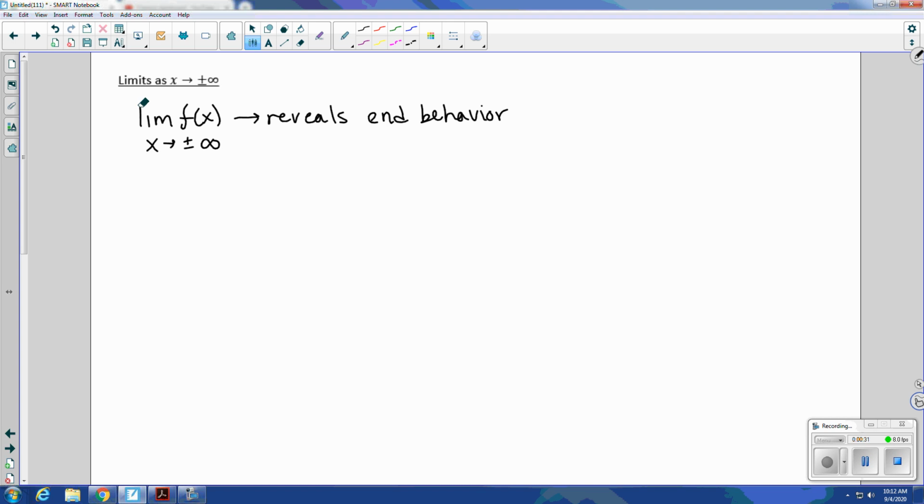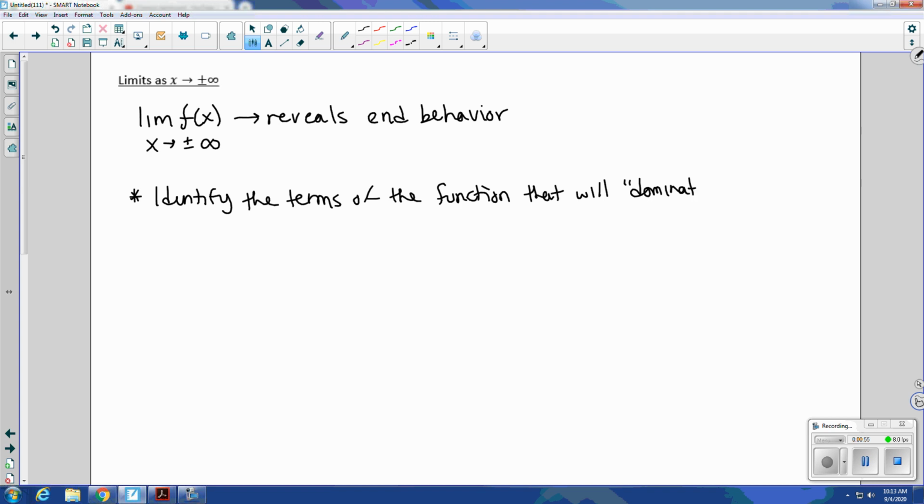When we evaluate these limits, what we need to consider, and it's important enough to star, is we need to identify the terms of the function that will, for lack of a better term, dominate the function equation or expression, I'll say.